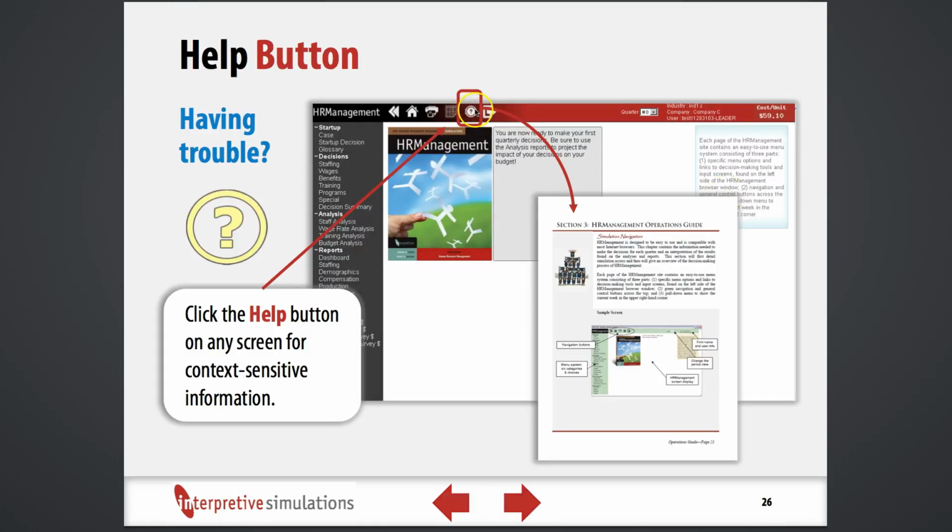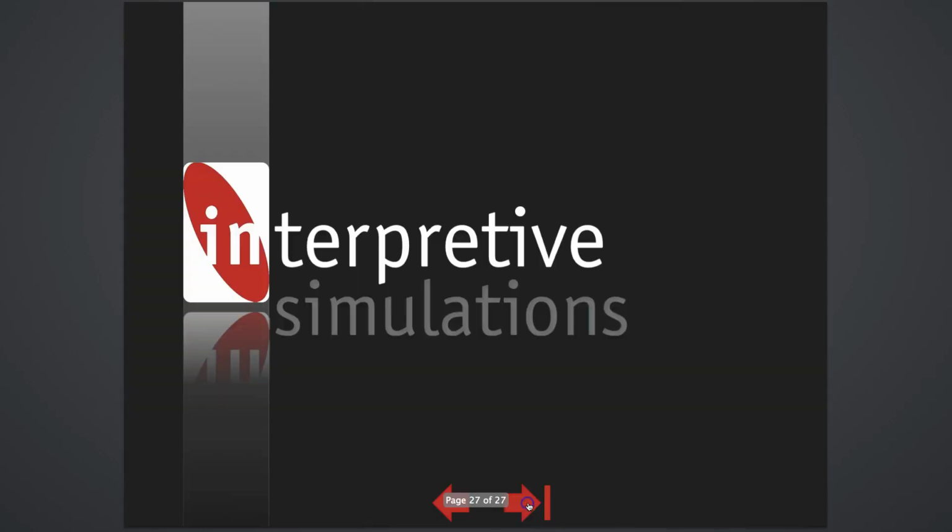Your help button is really important. It gives you access to the simulation manual. I highly recommend you download the simulation manual and put that in your group site on Blackboard so everybody has access to it, and this way you can all look at it. So that's it. If you have any questions, let me know.